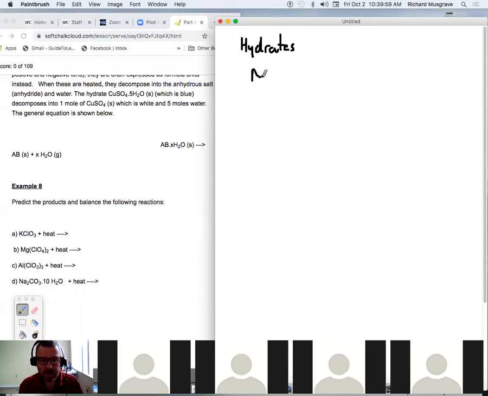And hydrates have this kind of formula. So this would be Na2CO3, and then you've got this dot here, and this one would be 10H2O. So what this is, it's 10 waters of crystallization. So when this crystallizes, you get 10 molecules of water. That dot there is not multiplication or anything else. It's a very simple decomposition process.